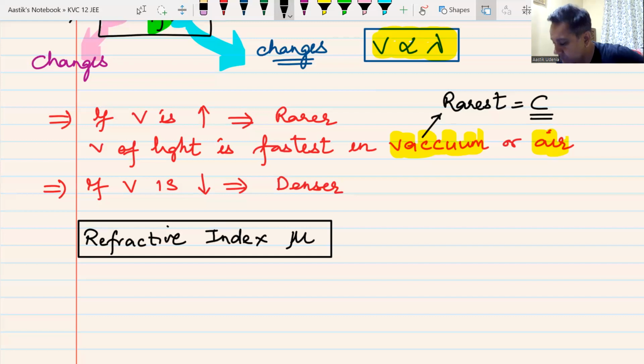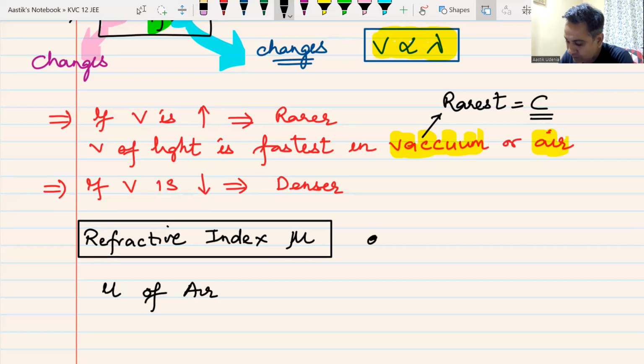Yes, sir. Similarly, when we want to compare how rarer or denser mediums are, which is a rarer medium and which is a denser medium, we need a reference to compare against. And the reference is taken as the refractive index of air or vacuum. And what is the refractive index of air or vacuum?